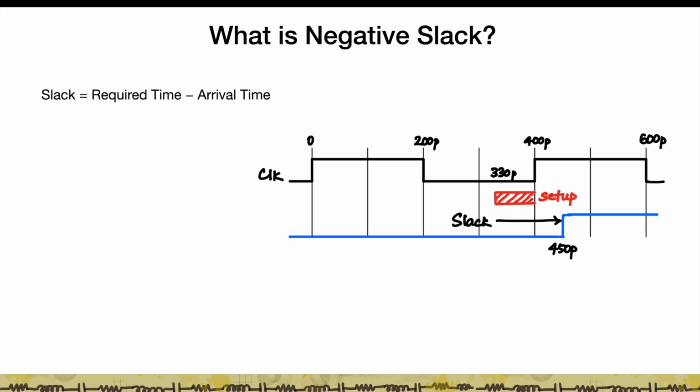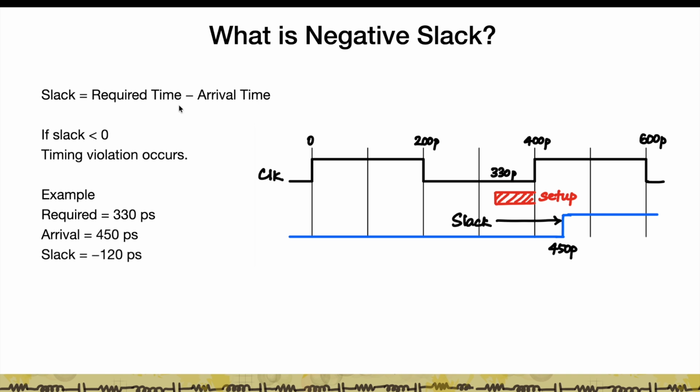Let's start with the clearest possible definition of the problem. Slack is required time minus arrival time. When slack is positive, the data arrived before it needed to. You have margin. When slack is zero, you're right on the edge. When slack is negative, the data arrived after the required time. The flip-flop tried to capture data that hadn't settled yet. That's a timing violation, and it means the chip will malfunction at that clock frequency.